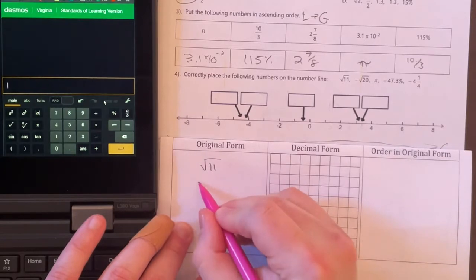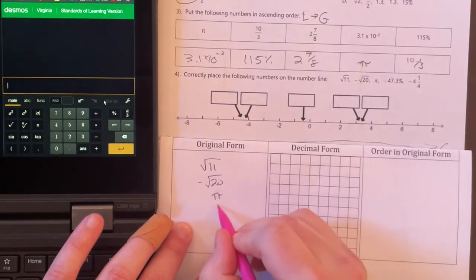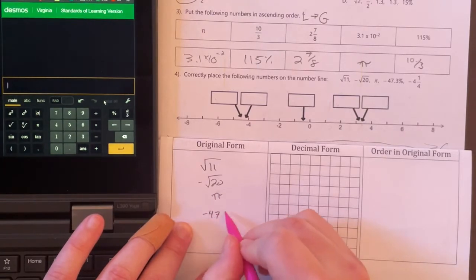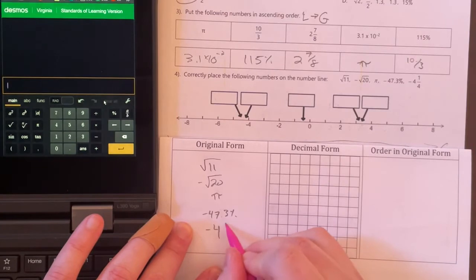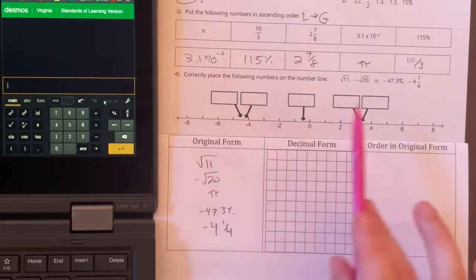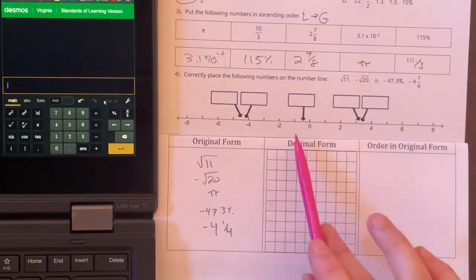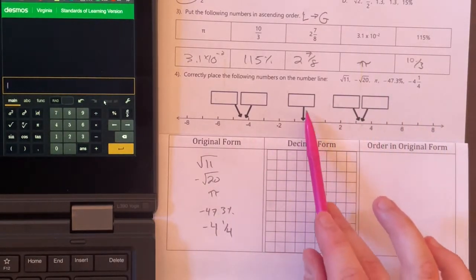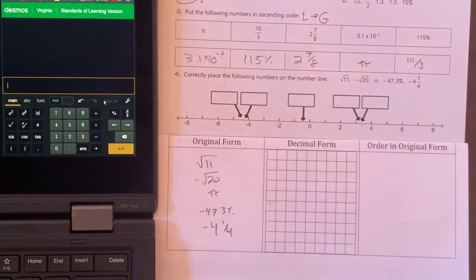I have square root of 11, negative square root of 20. I have pi again. I have negative 47.3%, and I have negative 4 and 1/4. All right. So if you notice, hey, we have a couple positive and negative numbers. So make sure you're saying, okay, where are we going to be at, negative numbers to the left of 0, positive numbers to the right of 0. So we can kind of use that in our head as well.